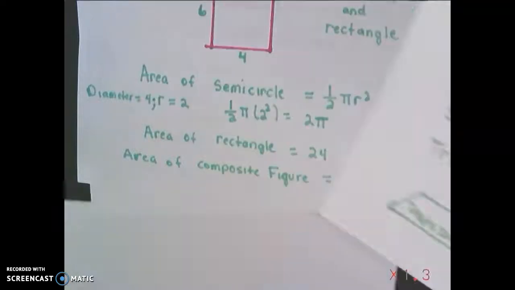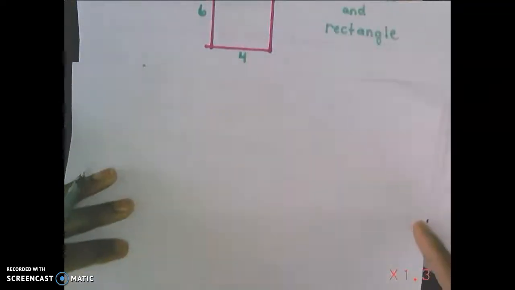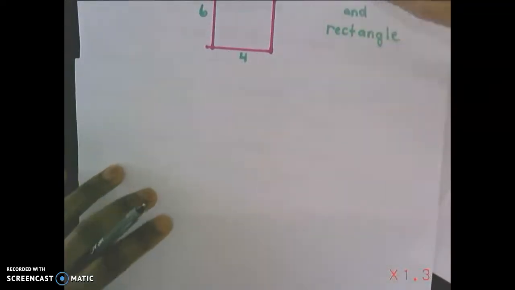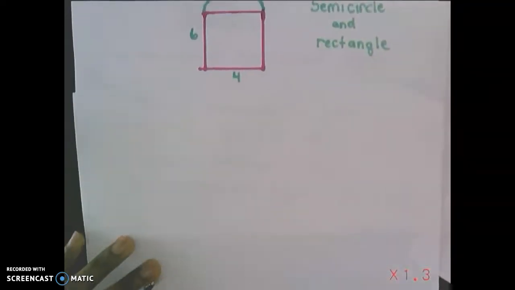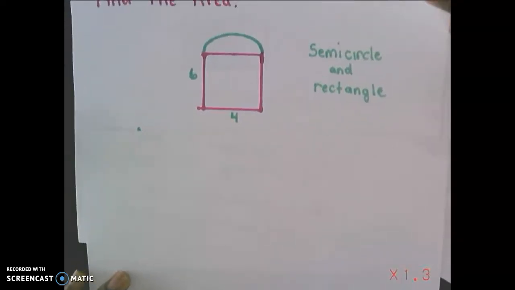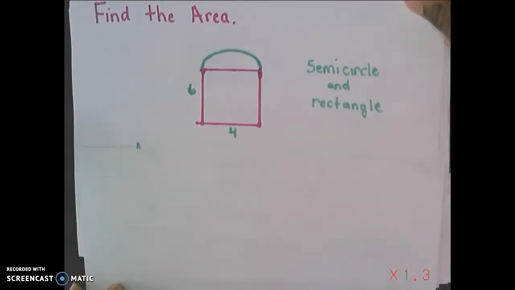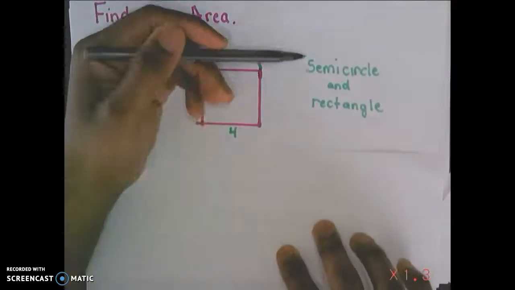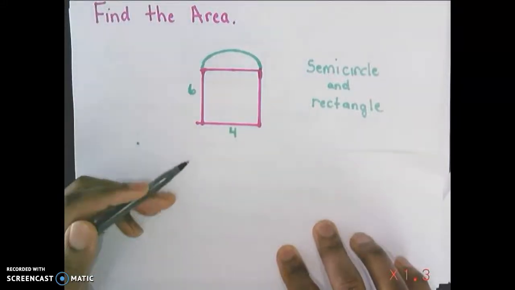So let's actually go to an example. We're going to find the area of this particular composite figure. And so if you can see here, the area of this is going to consist of a semicircle and a rectangle.